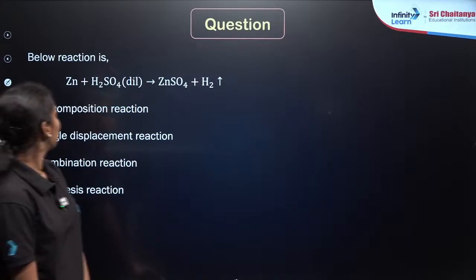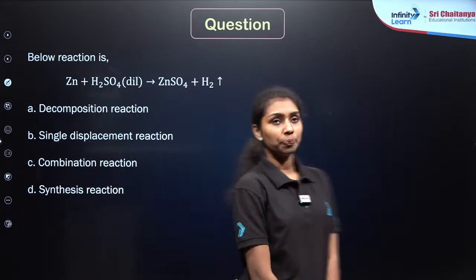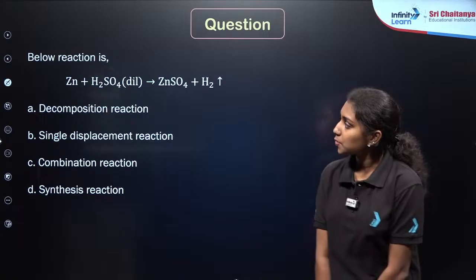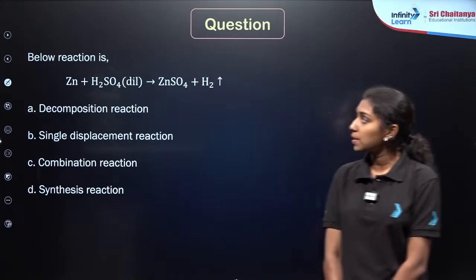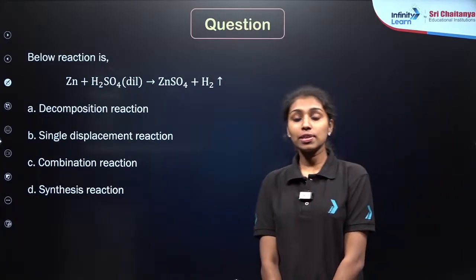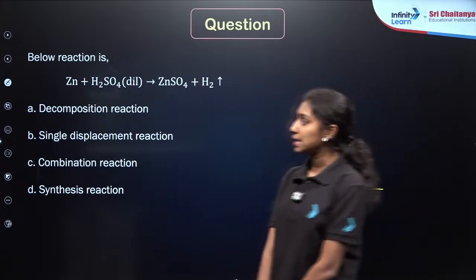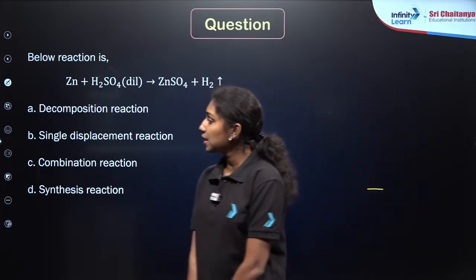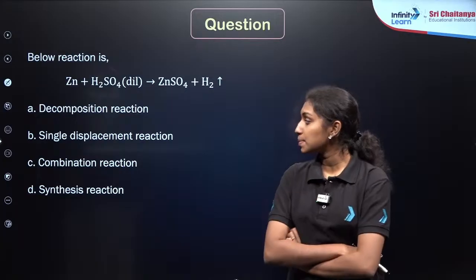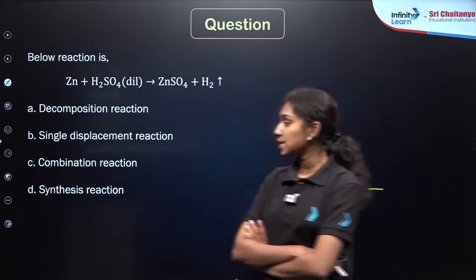Again, a reaction is given here: Zn plus dilute H2SO4 gives ZnSO4 plus H2. You need to identify which type of reaction it is, based on what you have studied about the types of reactions. Options are given here: decomposition reaction, single displacement reaction, combination reaction, and synthesis reaction.